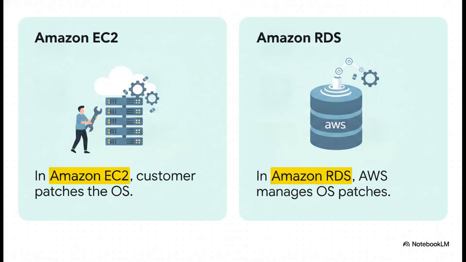I really want to zoom in on this specific comparison right here, because trust me, it's a very, very common trap on the test. Amazon EC2 versus Amazon RDS. If you're using EC2, you're renting a virtual machine. That means you are fully responsible for installing Windows or Linux updates and patching that operating system. But if you're using Amazon RDS, the managed database service, AWS handles the OS patching for you. You really want to keep that distinction front and center in your mind.